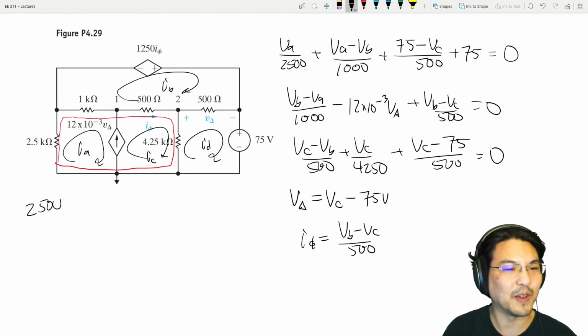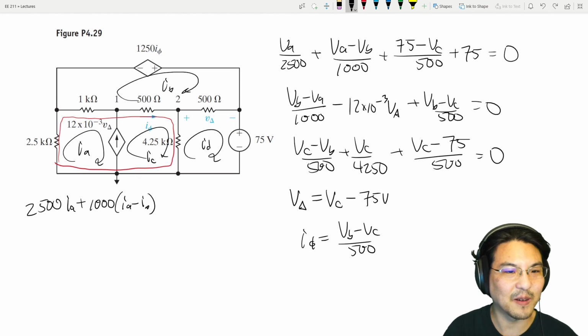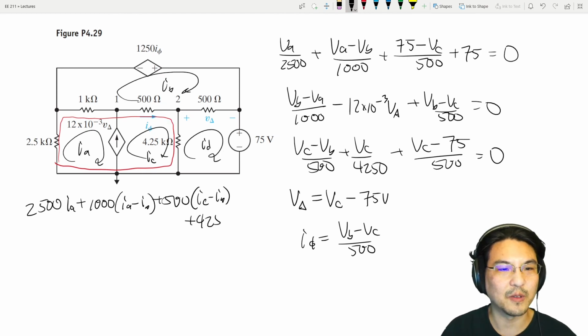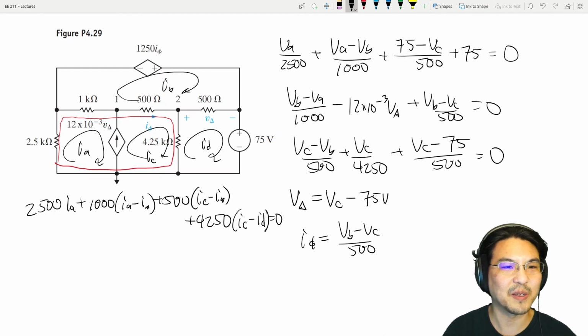So 2.5K IA, now over here, 1K IA minus IB. Now over here, 500 IC minus IB. Now we're over here, 4250 IC minus ID. All right, so this is for the super mesh. And then you write for mesh B. Let me start right here and I'll go clockwise. So the voltage is given, minus 1250 I phi.